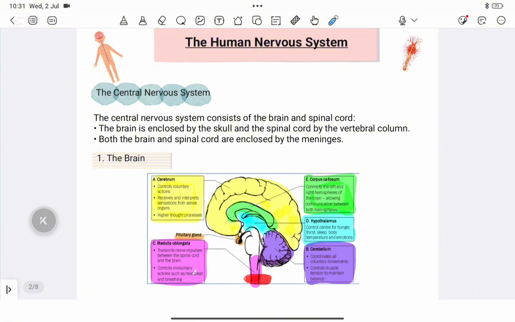Okay? Then the part there that I highlighted as orange is called the pituitary gland. There is no function of it there, however, I'm still going to tell you. Its sole purpose that you need to know is that it releases hormones. Okay? That is the pituitary gland.